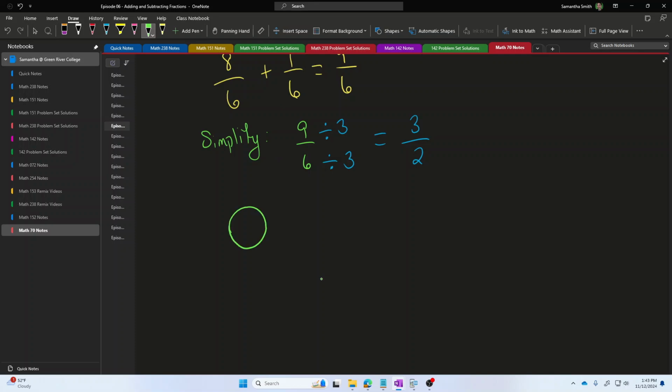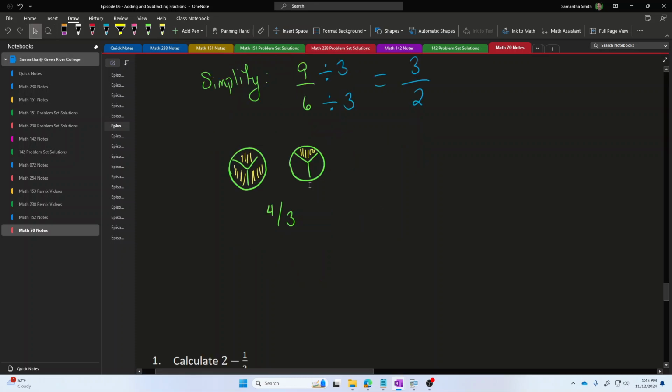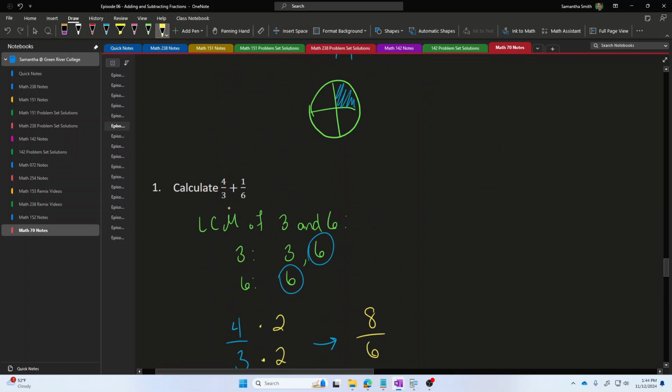I have 4/3 to start with. So I have what will have to be two pizzas in the end, because I can get 3/3 from the first pizza and one more third from the second pizza. So this picture would represent 4/3. And I would like to combine that with, if I took a pizza cut into 6 slices and I had one out of those 6 slices, 1/6.